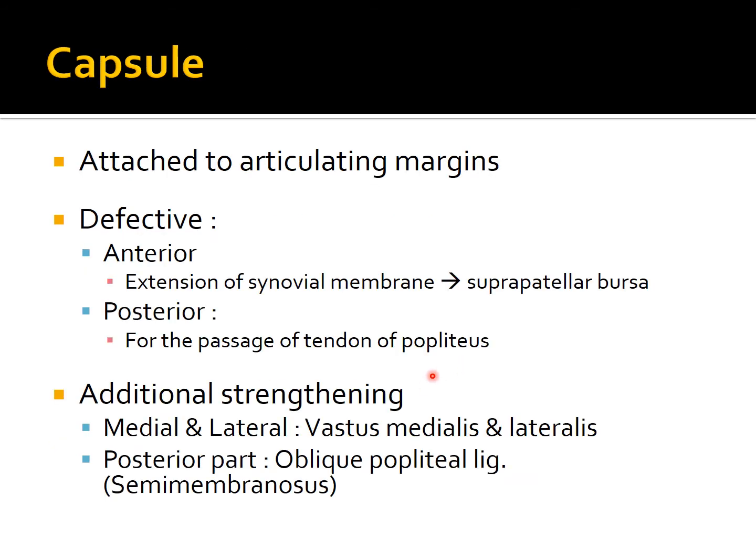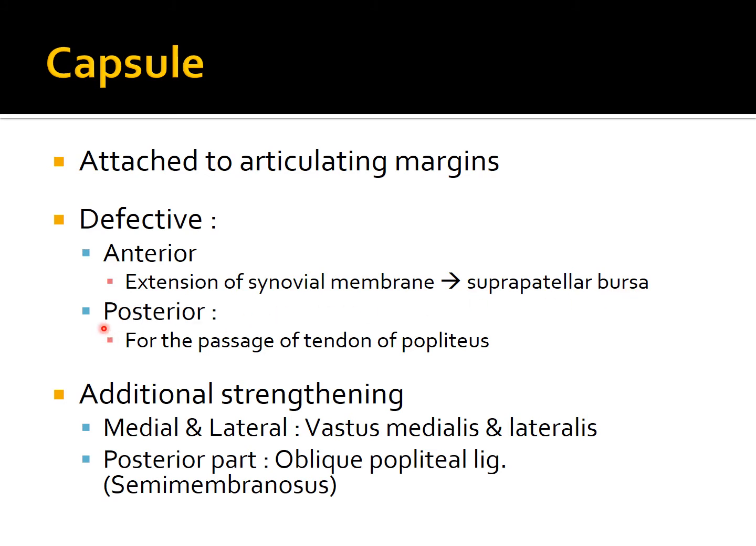Now, as in any other joint, the joint is covered by means of a capsule along the margins. However, the capsule doesn't cover the knee joint completely. There are certain defective parts, some lacunae or openings in the capsule. In the anterior aspect of the capsule, there is a small lacuna, and that's because of the extension of the synovial membrane of the knee joint. This is referred to as the suprapatellar bursa. I'll be showing you the picture later.